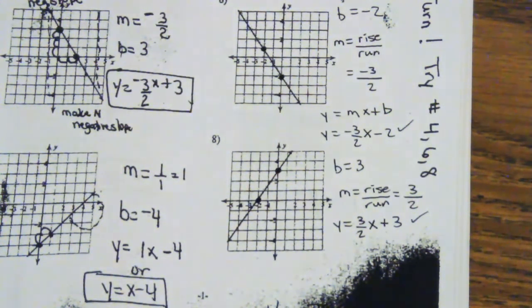So what I'm doing for each question is I'm figuring out what the y-intercept is first, and then I'm finding another point so that I can find slope. And then once I know what those two numbers are, I put them in the form y equals mx plus b. So for any graph I give you, you should be able to tell me the equation of that line.